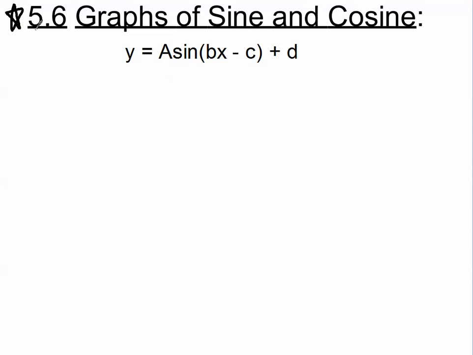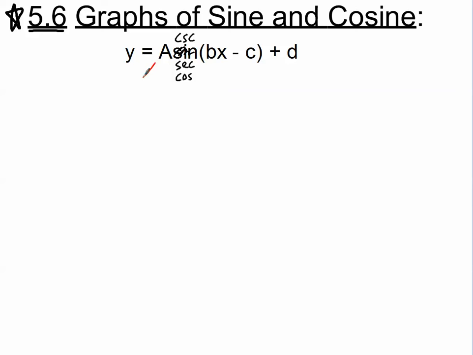So we're in section 5.6 now, and what I've started here is our standard form for any of our functions. I happen to pick the sine function, but this easily could have been the secant function or the cosine function or the cosecant function, really any one of the 6 functions. The values of a, b, c, and d will always be in the same locations, and they will always do the same thing to each of our graphs.